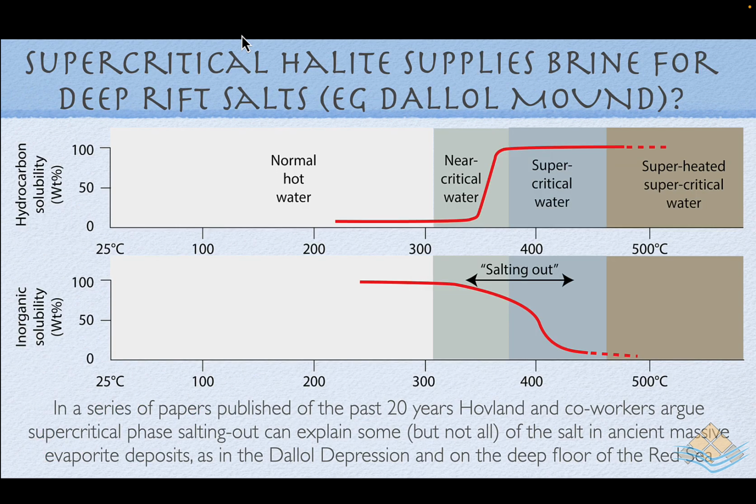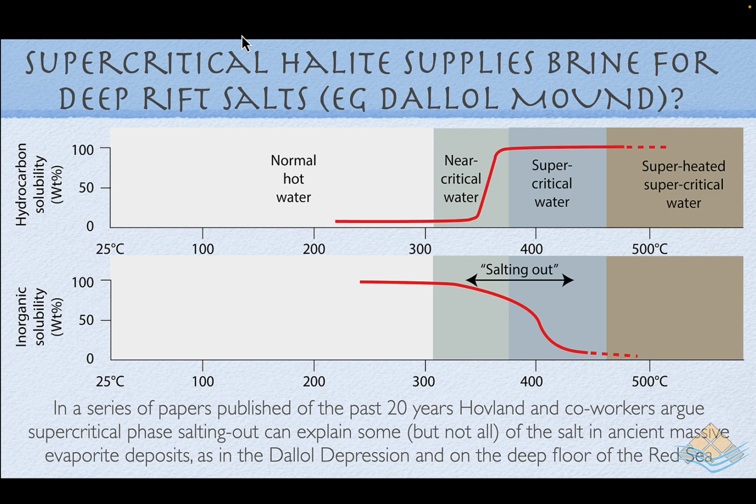A number of workers, mostly Hoagland and his co-workers over the past 2 decades, have argued that this supercritical phase salting out explains some of the large volumes we see in hot rifting associations. So they use it to explain some of the massive evaporite deposits, as in the Danakil Depression and on the deep sea floor of the Red Sea. It's certainly a process that happens throughout the hotter portions of the crust where we have deeply circulating seawater. But this is not evaporite. It's not a solar-driven evaporation process. This is a hydrothermal process related to elevated temperatures and pressures in the subsurface.